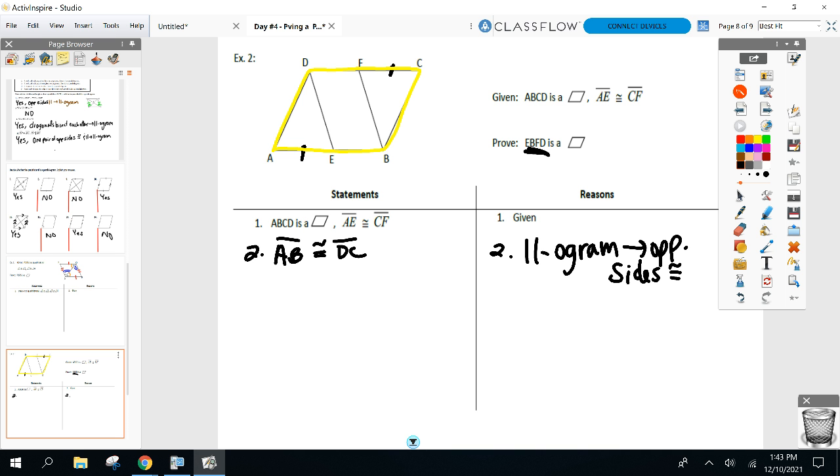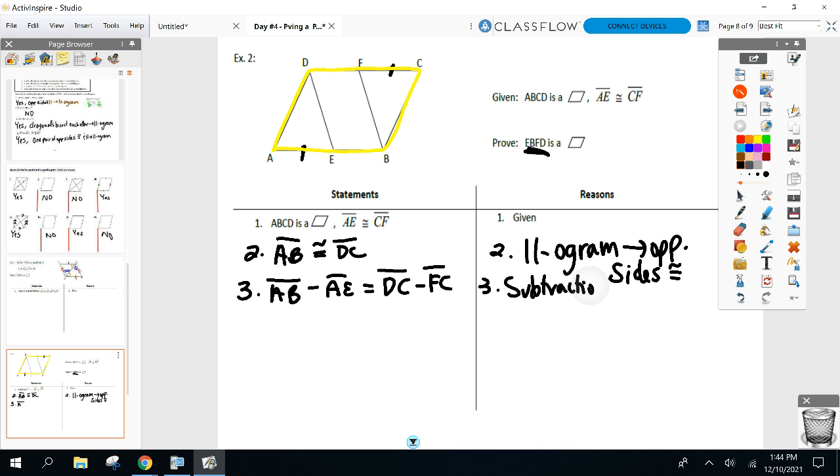And then what am I doing with those sides and the sides I was given? Subtracting them. Correct. That's how I get a pair right away. So I have AB minus AE is the same as taking DC and subtracting FC. And that would make DF congruent to EB. Substitution.